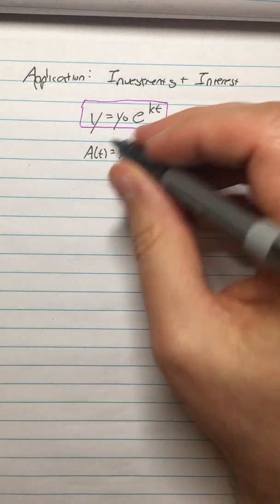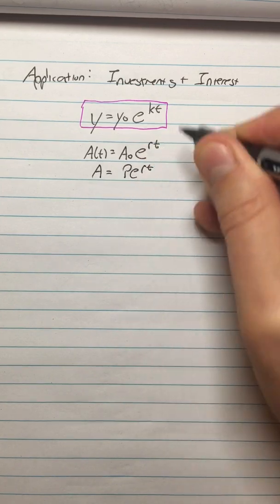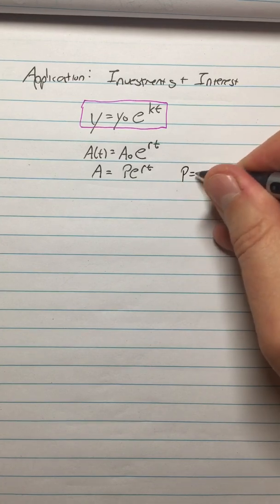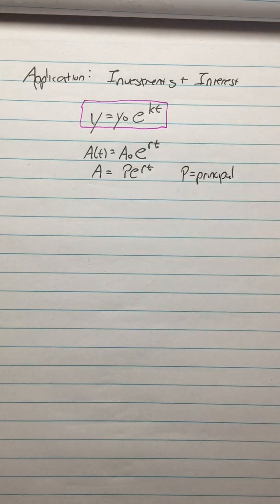So many people learn this equation as just A equals P e to the RT. These are just permutations of ways that you can write that. Here P stands for principal. That is the initial amount that you invest, and it is essentially Y0, or the initial amount in an account.